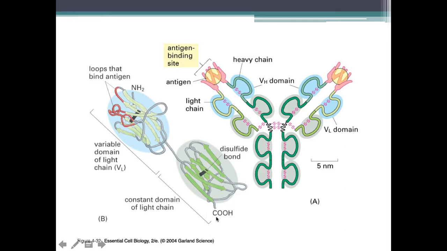Here in this illustration, you will see the light chain. Okay, this is the variable region of the light chain, and you'll notice that these are the loops that bind the antigen. And these are the loops that change in configuration in order to fit the antigen. This is the constant region of the light chain, which means that this does not change because this is constant.